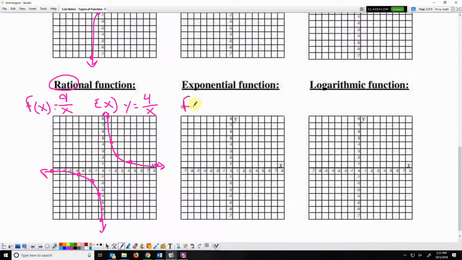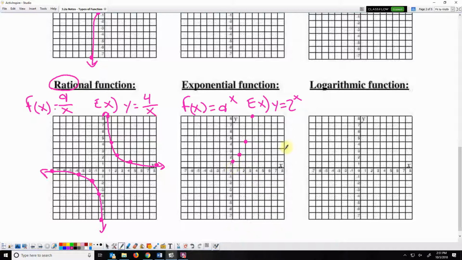An exponential function, f of x equals a number to the x power. Let's do an example of y equals 2 to the x power. 2 to the 0 power, just like anything to the 0 power, is 1. 2 to the first power is 2. 2 to the second power is 4. 2 to the third power is 8. So you can see that with each interval to the right, it's getting steeper, going up faster.